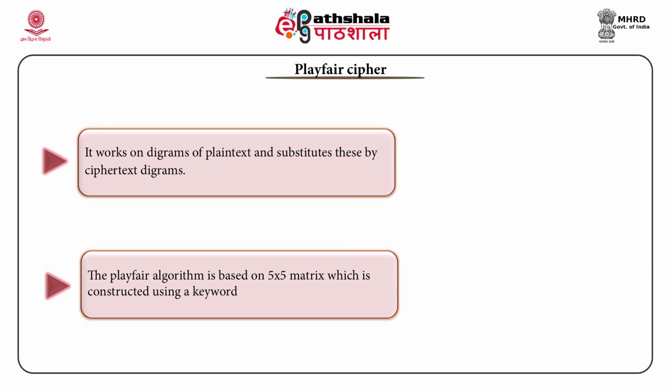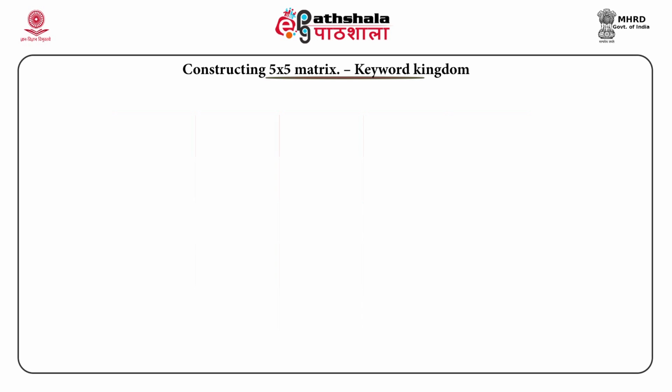The Playfair algorithm is based on a 5 cross 5 matrix, which is constructed using a keyword. So, what is the input to this Playfair cipher? Key and the plain text. Output is a ciphertext. So, how to construct this 5 cross 5 matrix? As I already emphasized, a keyword is given. The keyword we have considered in this example is kingdom. In the 5 by 5 matrix, that is, you have 25 blocks. Start putting the key in the blocks. Kingdom, that is, it includes K, I, N, G, D, O, M.